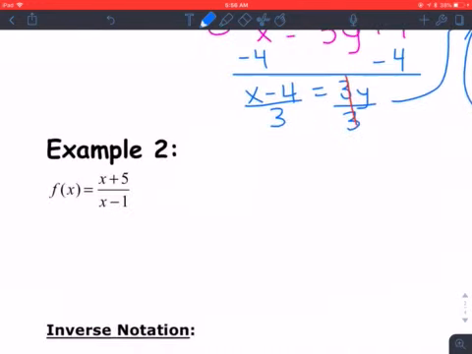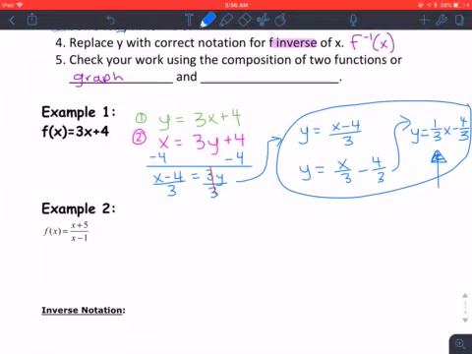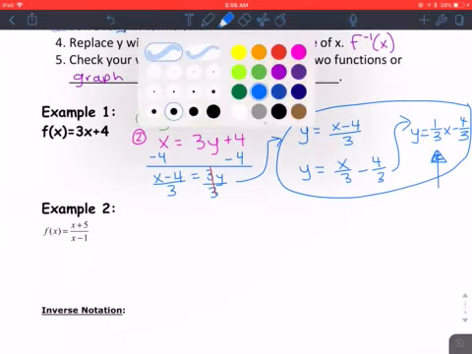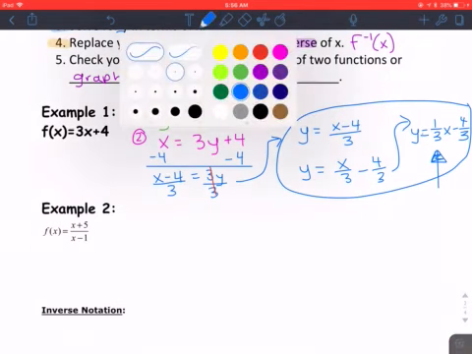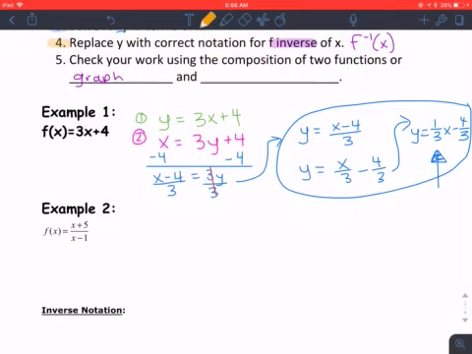Okay, let's look at example 2. Oh, and I apologize. I skipped step 4. We do want to go ahead and practice step 4. We're going to replace y with the correct notation. So that's f to the negative 1 of x. I just want you to get familiar with seeing that. Equals 1/3 x minus 4/3. So that would be our final. And again, you could keep it in this form or this form. It's fine.